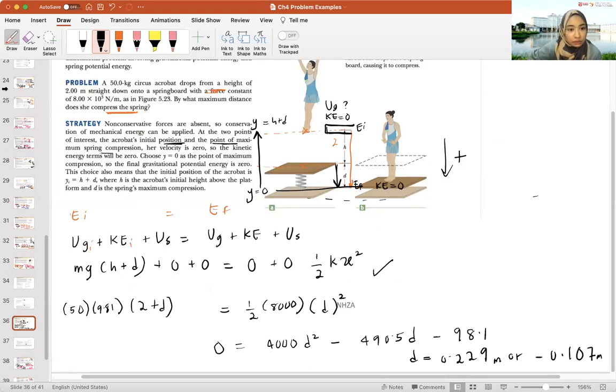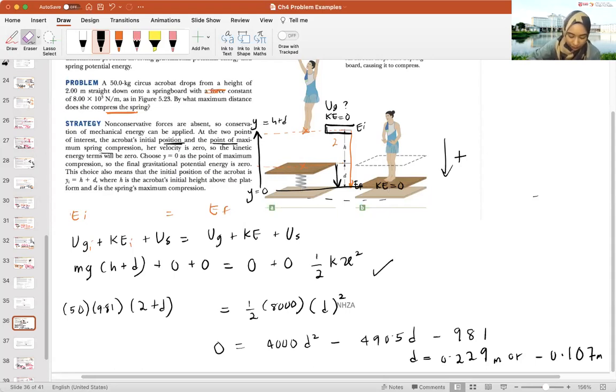8,000 tu betul kan? 8,000 divided by 2, 4,000D. Betul, 4,000D squared. 98.1 tu 981. Oh, okay. Mana 98.1? This one salah. Okay. 50 times 9.81 times with 2. 981. Betul-betul. Saya silap. So this is 981. So pakai balik equation.